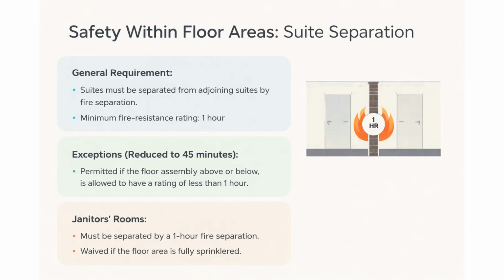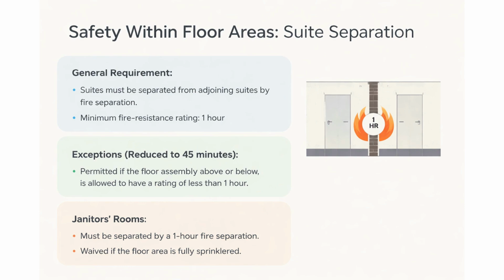To prevent a fire from easily spreading from one tenant to another, suites must generally be separated by a fire separation with a 1-hour fire resistance rating. This can sometimes be reduced to 45 minutes, depending on the floor assembly ratings. Similarly, janitors' rooms, which often store combustible cleaning supplies, require a 1-hour separation, though this can be waived if the entire floor area is sprinklered.